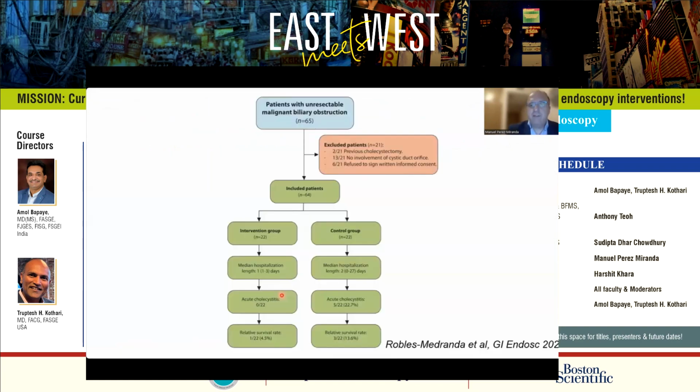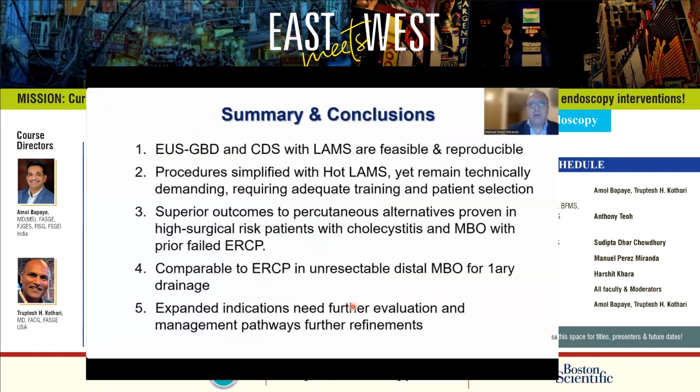The opposite, if the cystic duct is blocked, the risk of cholecystitis increases, and then prophylactic gallbladder drainage significantly decreases the risk of cholecystitis, between 0 and 22%. So in conclusion, EUS-guided gallbladder and bile duct drainage with LAMS are feasible and reproducible. Procedures are much simplified with the hot LAMS, yet they remain technically demanding, requiring adequate training and patient selection.